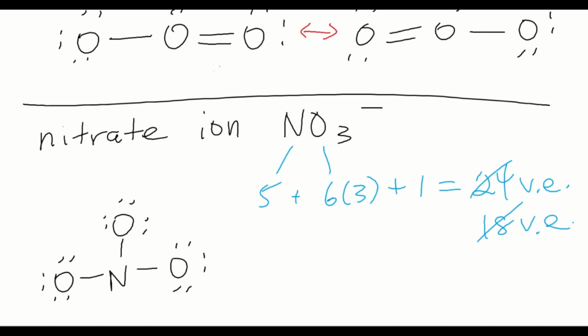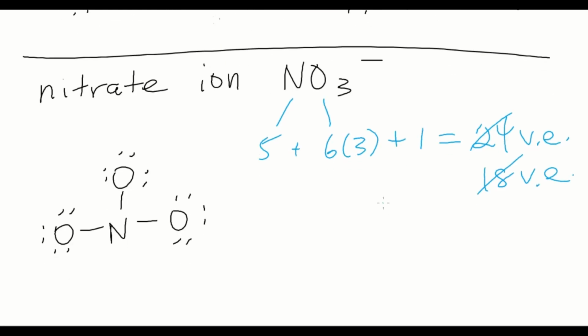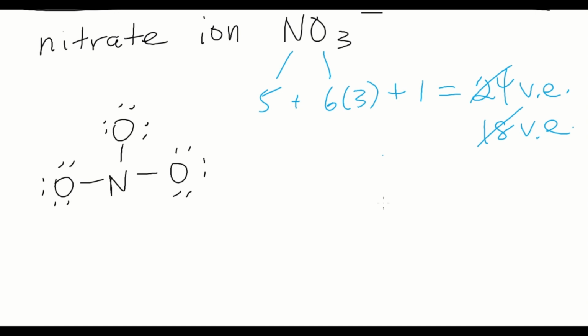So remember, count up your electrons first and make sure you use them all. Don't make up more if you need any, but also don't use less, use them all. So if you notice here, the terminal atoms are all good. They all have the octet, but the central nitrogen only has 2, 4, 6 valence electrons, so it's not satisfied.